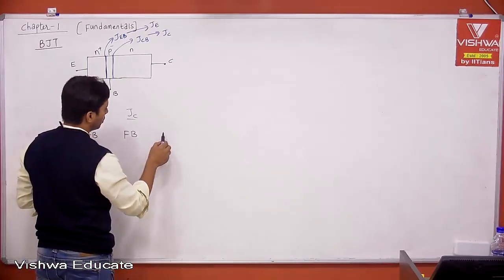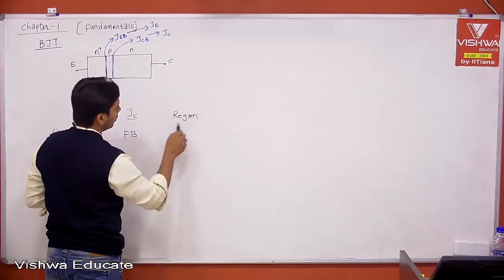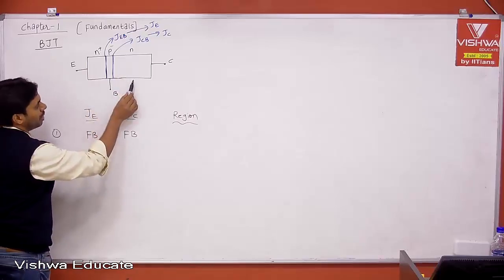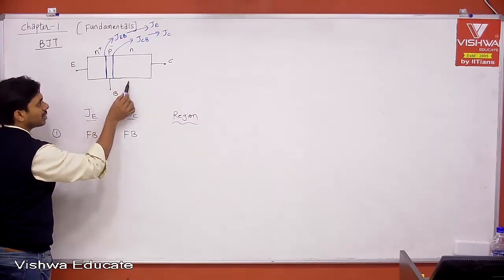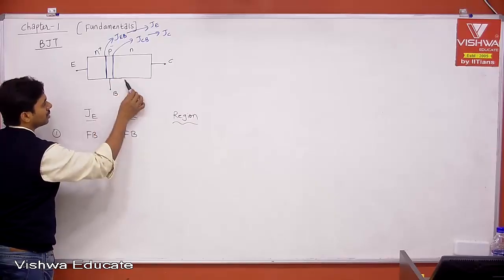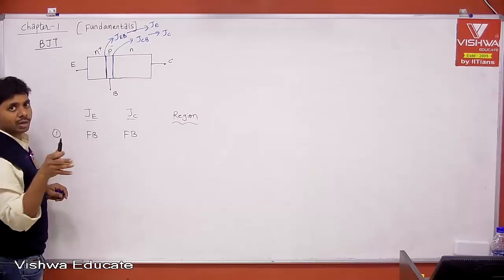Then tell me, this is what is called region definition. How many possible combinations do we have? Definitely we'll have 4 combinations. Either both are in forward bias or both are in reverse bias. This is forward bias, this is reverse bias, this is reverse bias, or this is forward bias. Now, just listen, I'll give you time to write down.